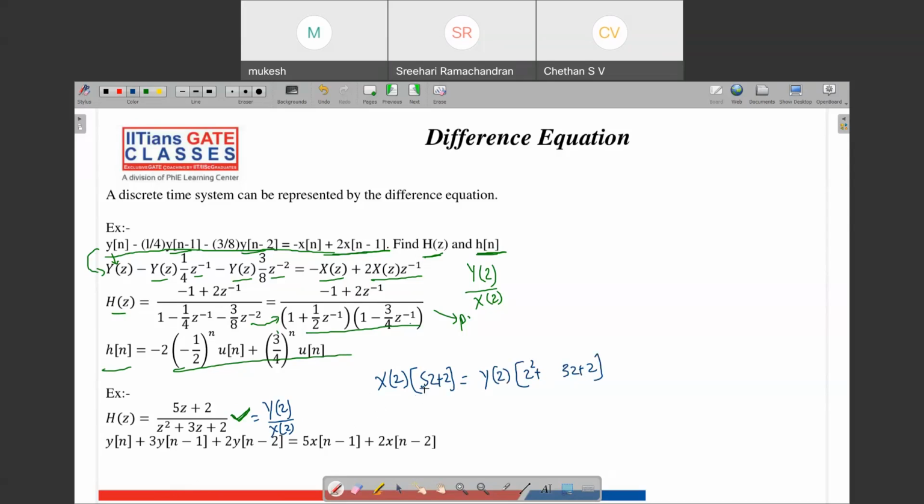Then apply the property of time shifting. This X of z multiplied by 5z will become 5 into x of n plus 1. 2 into X of z will simply be 2 into x of n in the time domain. Similarly, on the right hand side, you can write it as y of n plus 2 plus 3 y of n plus 1 plus 2 into y of n. So this is the expression that you will get.